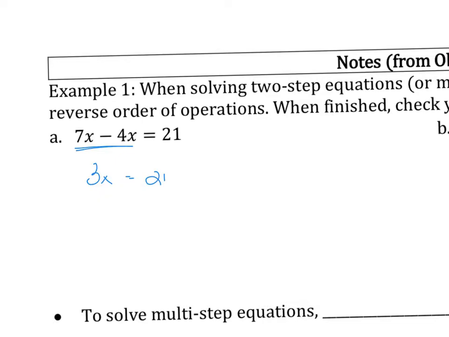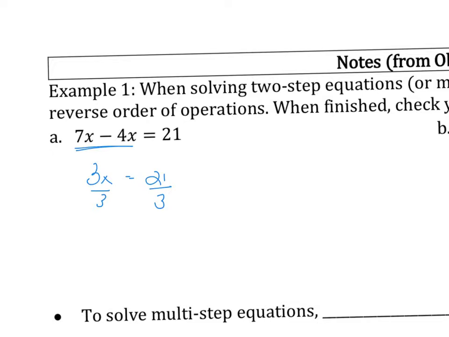3x equals 21 means 3 times x. So how do we undo that 3 to get x by itself? Well, if x is being multiplied by 3, then to undo it, we would need to divide by 3. What you do to one side, you have to do to the other, which is a property of equality also found in your vocabulary. So we divide both sides by 3.